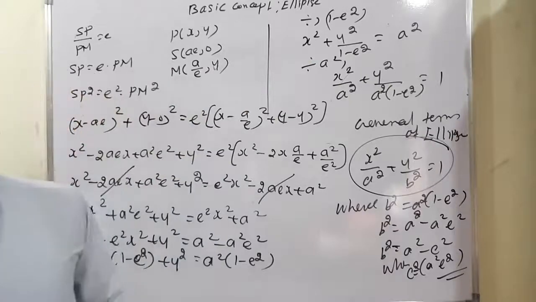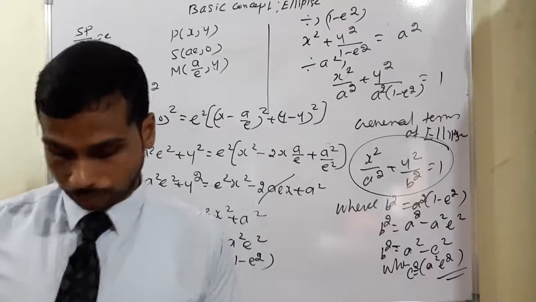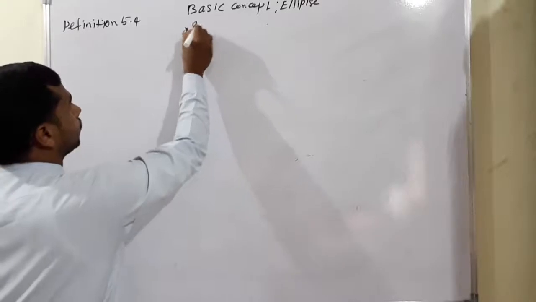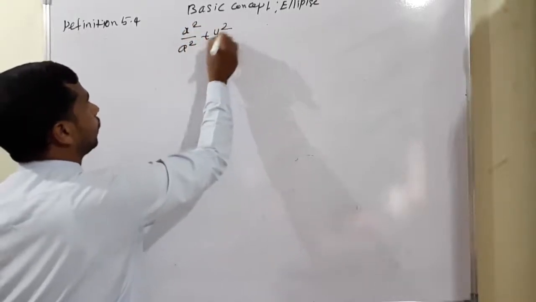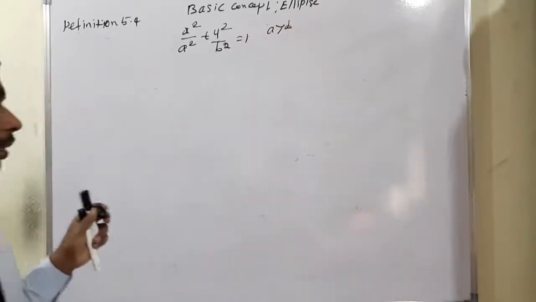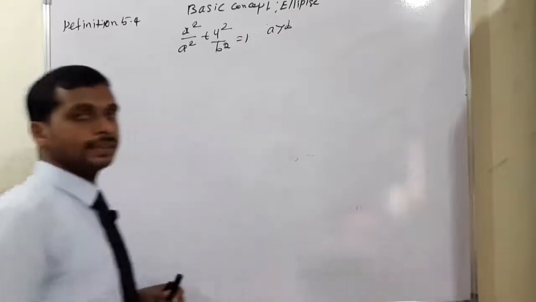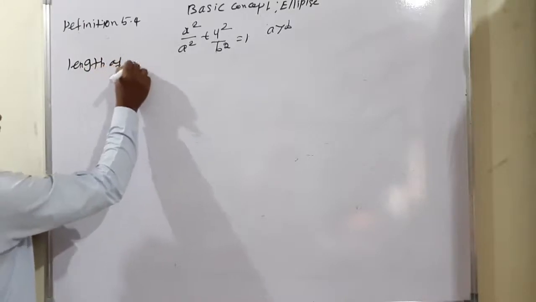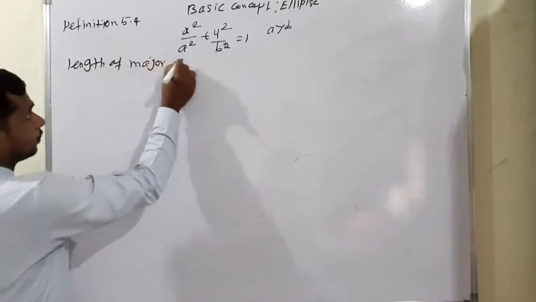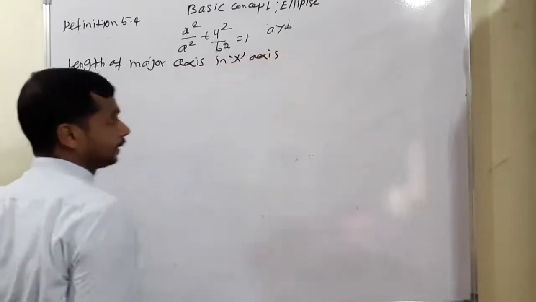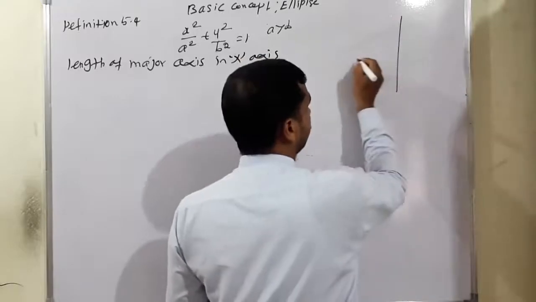This is the general term of ellipse, x square by A square plus y square by B square is equal to 1. Okay, I will continue with definition 5.4. What is the general term of ellipse? X square by A square plus y square by B square is equal to 1. The condition is always A greater than B, isn't it? So now the length of the major axis is in the x axis. What is the main point? Length of the major axis in the x axis. Okay, the x axis means the same condition we have already drawn, no?